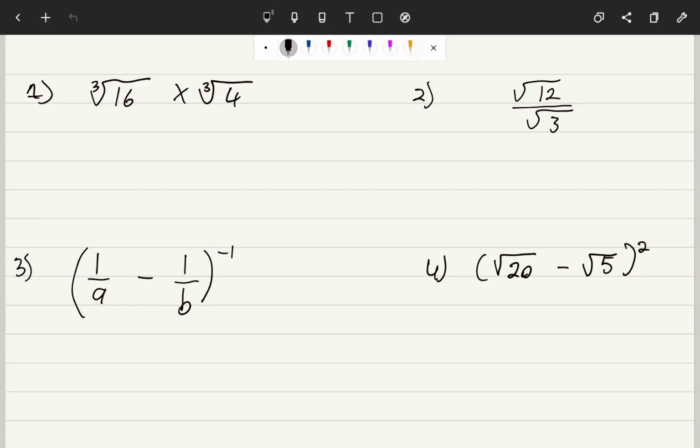Cool. So right now we're just gonna simplify this set, and then the next four questions we will be rationalizing. So remember, for rationalizing, we're just rationalizing the denominator. Cool.